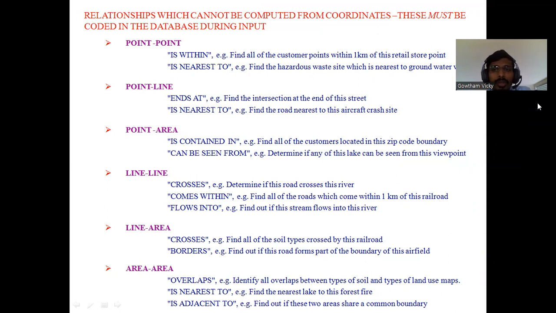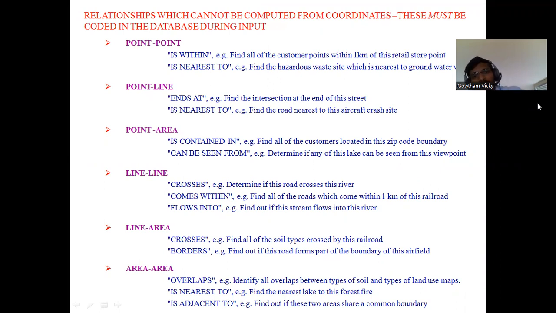So in this database input, there are point to point, point to line, point to area, line to line, line to area, and area to area. So these are the major six examples, and they can be used for all customer points within 1 kilometer of this retail store points.